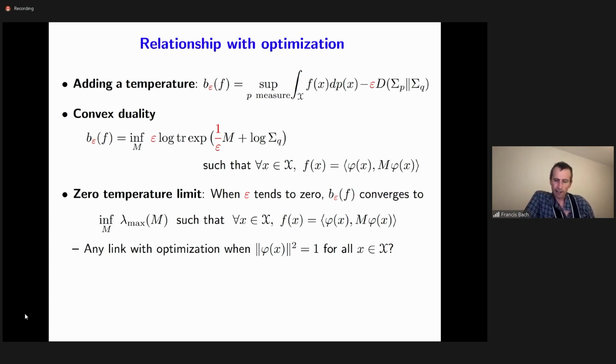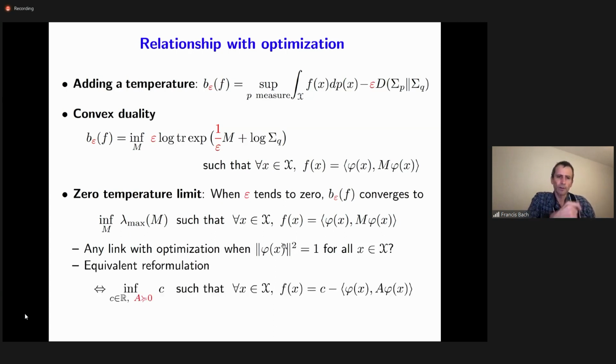Let me check how you can interpret this. I'm going to assume that the features are normalized. By just playing around with the definition of lambda max, and I won't do the details, so you have to trust me on this one, I can show that this is equivalent to minimizing C such that f of x can be represented as C minus phi of x transpose A phi of x, where A is PSD. What I have here is a so-called sum of squares relaxation of the maximization of f.